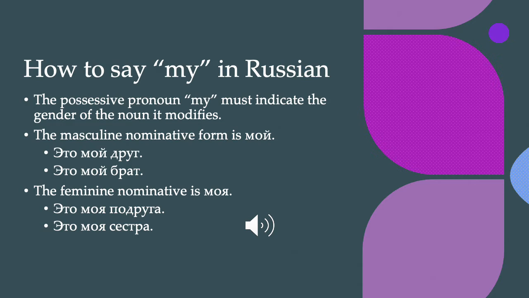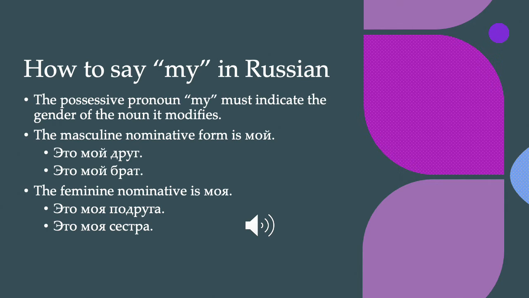So when you say my in Russian, you have to look at the noun that you're going to attach the word my to, see the gender of that noun, and then use the correct form of the word my. The masculine nominative form is moj. And so if we have the word drug, male friend, we need to use the masculine form because it's masculine. So we'd say, это мой друг. This is my friend, and we're indicating that the friend is male.